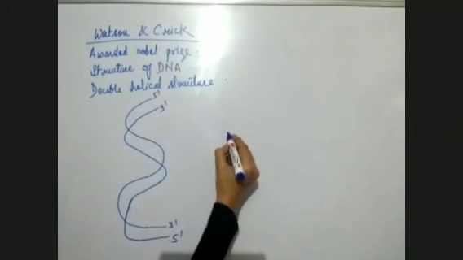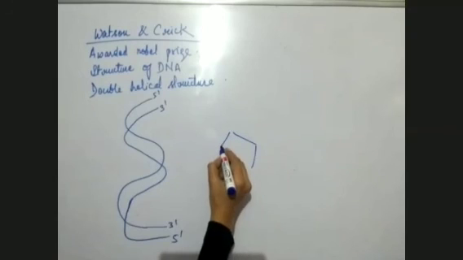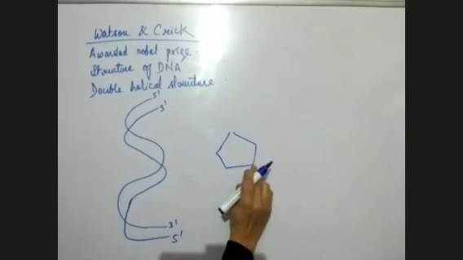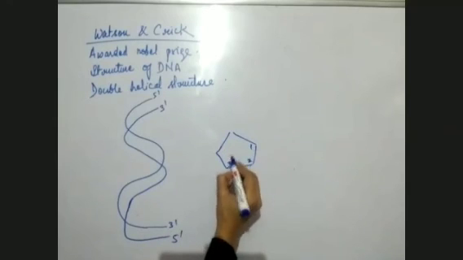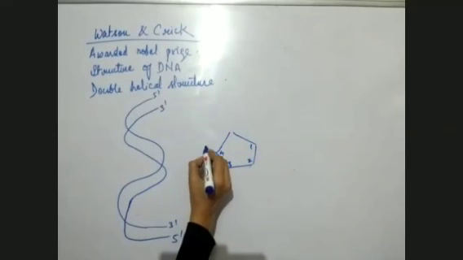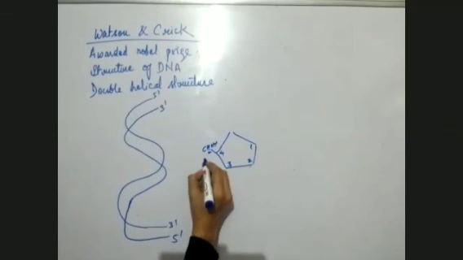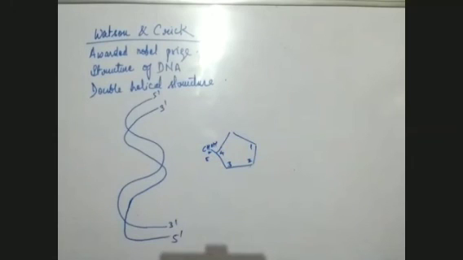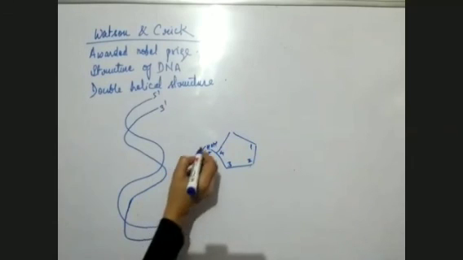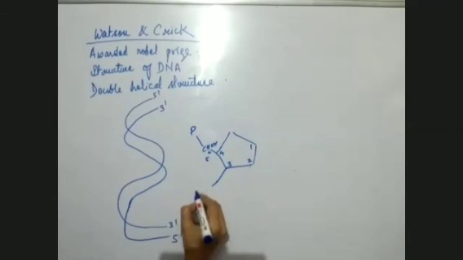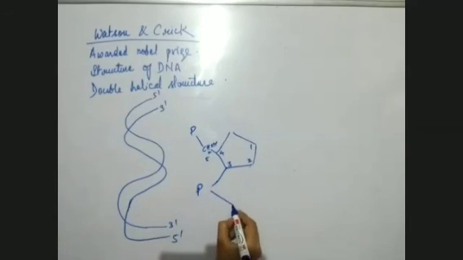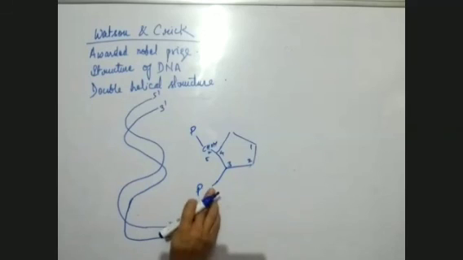If this is the pentose sugar, here is the first carbon, second carbon, third carbon, fourth carbon, and this is the fifth carbon, CH2. So phosphorus is attached in this pentose sugar at two positions. One phosphorus is attached here, another phosphorus is attached here. Then again it will be linked to the fifth carbon, and then again to the third carbon. So attachment of phosphorus is at two places.